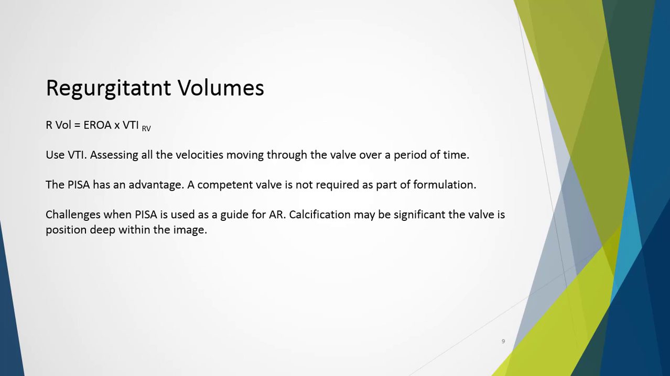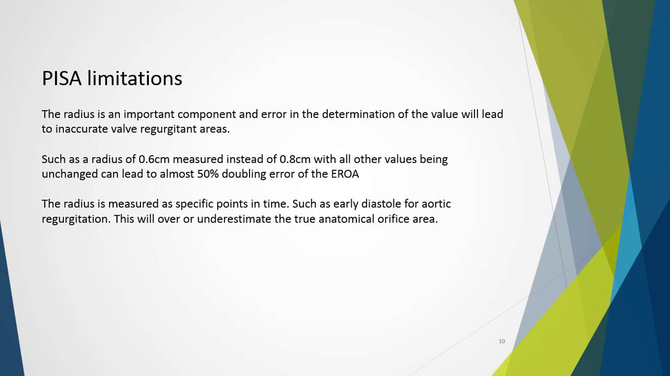PISA is used as a guide for aortic regurgitation. There are significant challenges in measuring the hemispheres, given that degenerative calcification is very common and the valve position is deep within the image, where image quality is lower. As with the limitations seen with other stroke volume calculations, the radius is an important component, and error in determining the value would lead to an inaccurate value of regurgitant area.